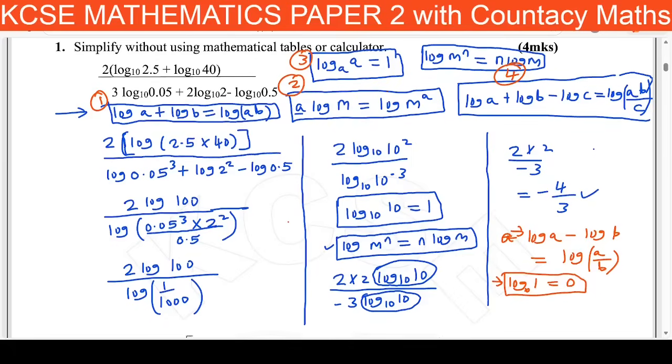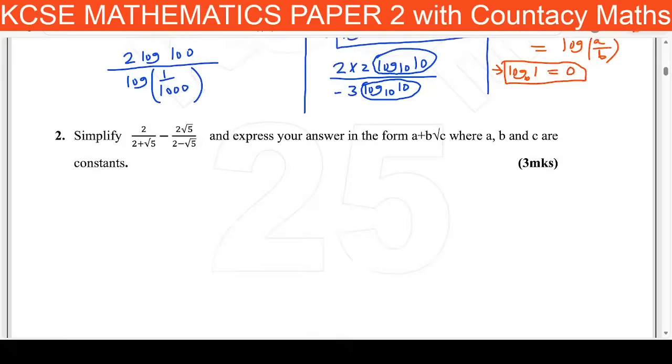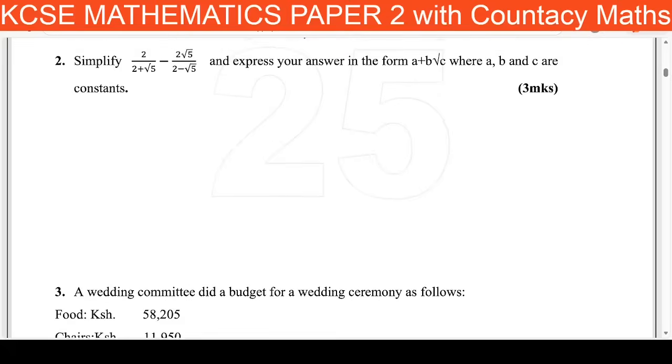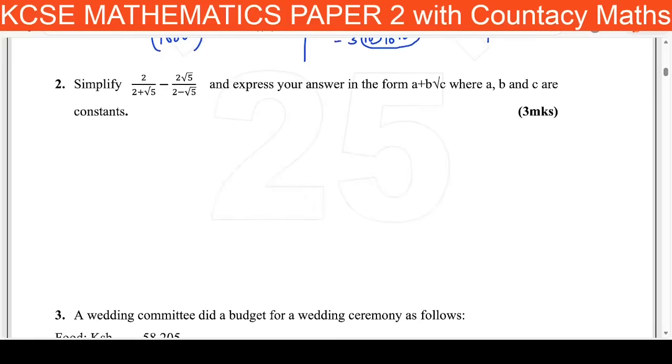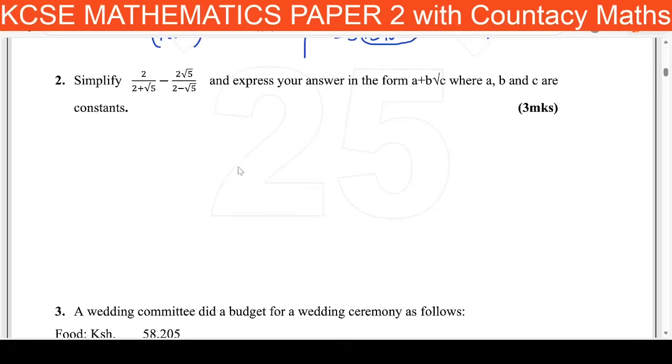So with that, let's move on to our second question, a very wonderful, interesting question over here. This will help you to revise on Surds and to understand how you are supposed to go about this kind of questions. These are questions that rarely miss in paper 2 KCSE exams. So we have 2 divided by 2 plus root 5 minus 2 root 5 divided by 2 negative root 5.